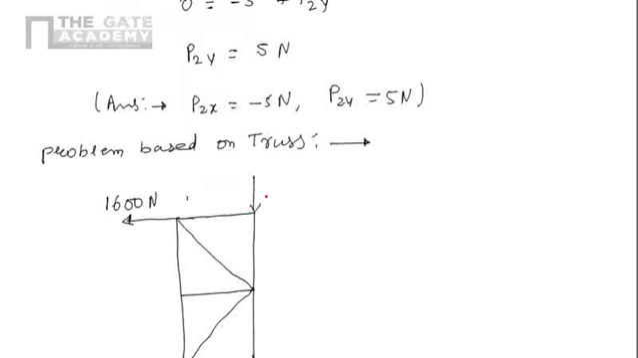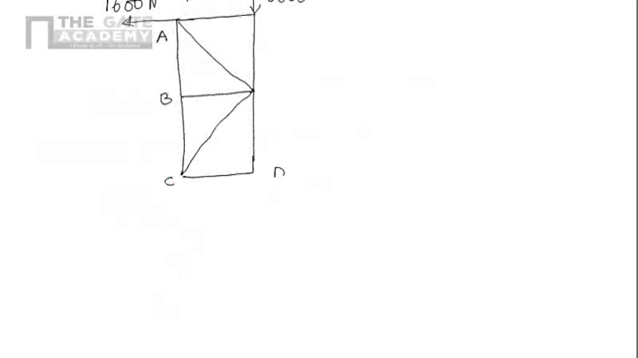and we are applying a force of 1600 Newton here and 800 Newton here, and these points are A, B, C, D, E and F, and the distances are given. This one is 6 meter, this one is 8 meter, this one is 8 meter, and this truss is supported by two supports, with one roller support at C and hinge support at D.